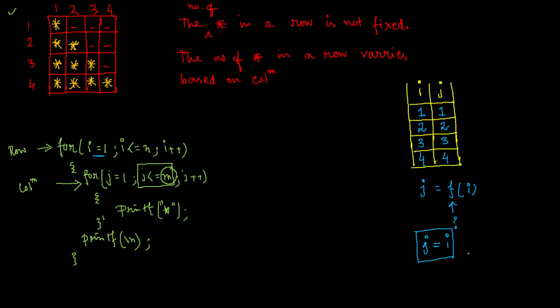And that means I can say from this line that j will run i times for the ith row. That's all.